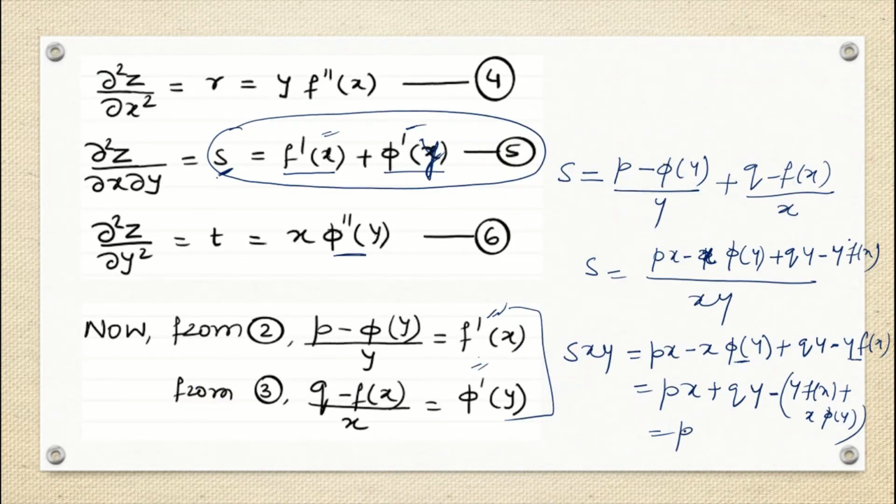So this is px plus qy minus z, and this is your sxy. Now if I'm writing down this equation, that means I don't have any arbitrary function present here. So this is my required partial differential equation. Correct? Yes, because this partial differential equation does not contain any arbitrary function. So fine, this is my answer.